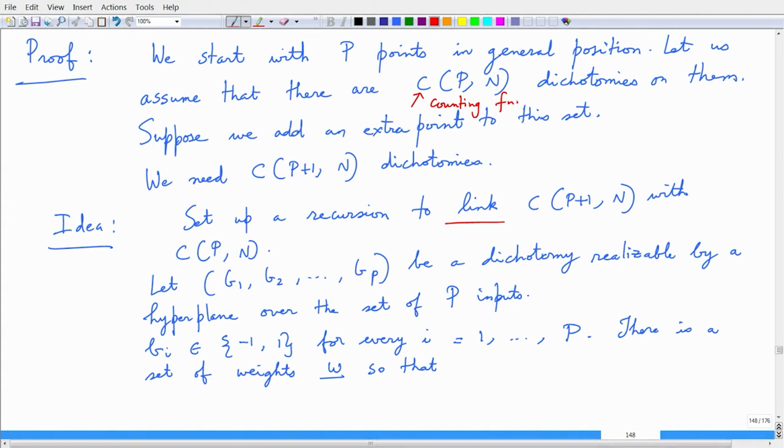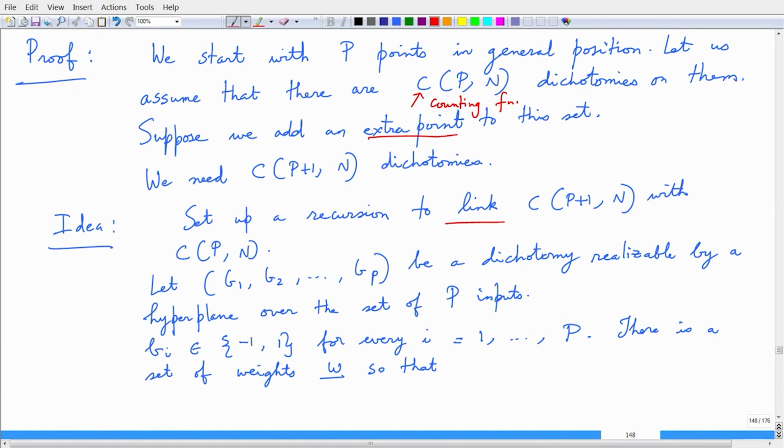Suppose we add an extra point to this set, that is, I introduce a point x_{p+1}. Then we have C(p+1, n) dichotomies, right. I have the same hyperplane and I have C(p+1, n) dichotomies. The idea is to set up a recursion to link C(p+1, n) with C(p, n).